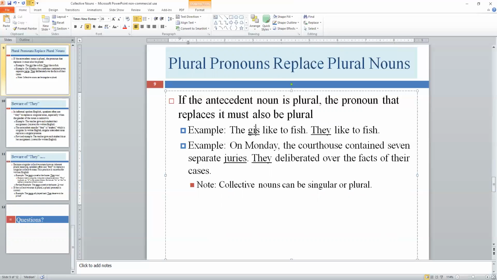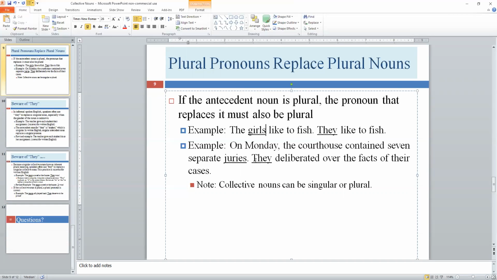If we had it be boys, we would say they, because there's no plural masculine form here, so we just say they. They includes he, she, it. If we were to say the dogs like to fish, we would also say they. There's just one word. It's a catch everything type of situation. I'm going to go back to our original sentence. The girls like to fish. They like to fish.